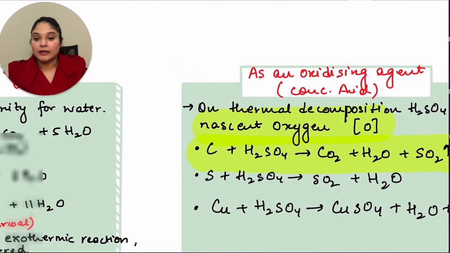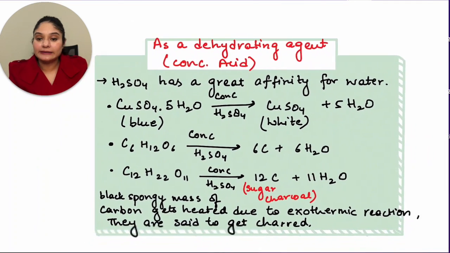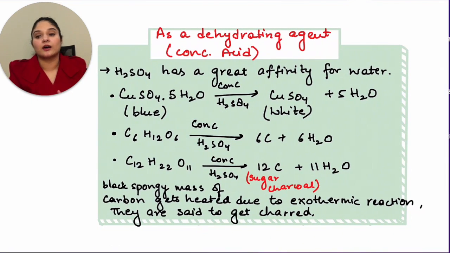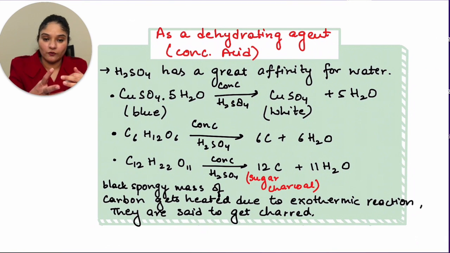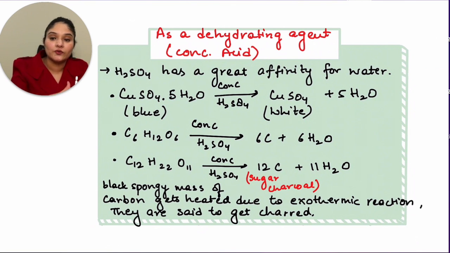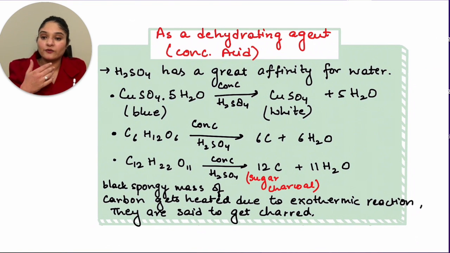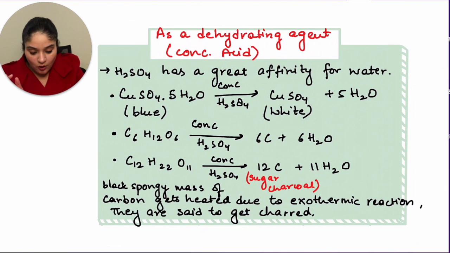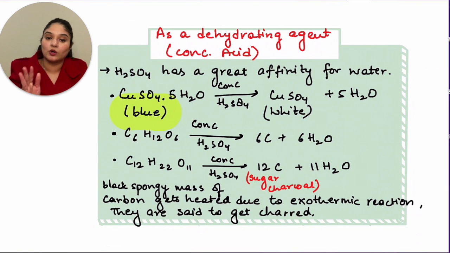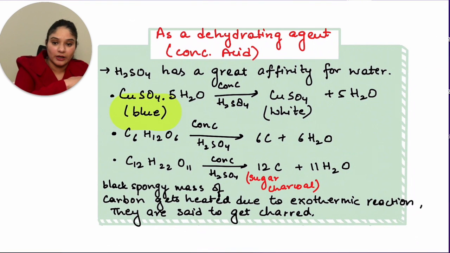Okay. Now, next is dehydrating agent, as a concentrated acid. So H2SO4 has a great affinity for water. It has a high tendency to pull out water. That is the reason it is known as a dehydrating agent. Now, this is a copper salt, that is CuSO4.5H2O. So this is water of crystallization. Now H2SO4 has a high tendency to pull out that water. And when that happens, the blue color of CuSO4.5H2O turns to white and water is given out.